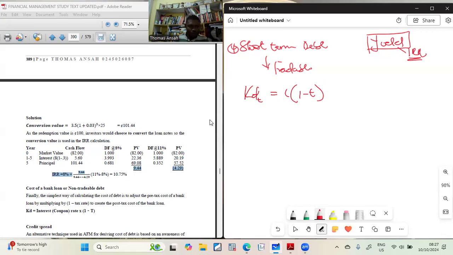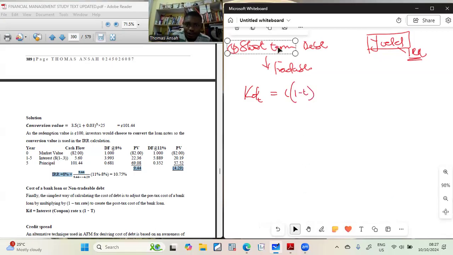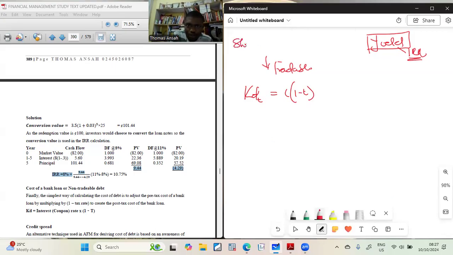Bank loan is what we were looking at. Sorry, let me correct that. Tradable is the redemption one and all those things. So here we are actually looking at a bank loan, which is non-tradable. If you take a bank loan, you don't sell it. You took it, you pay it. So I say it is short term, but non-tradable. That is what we are saying.